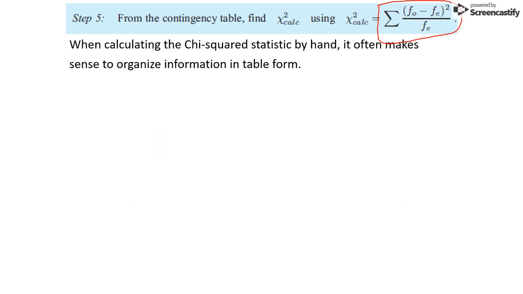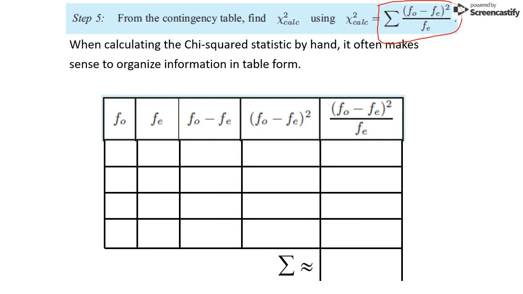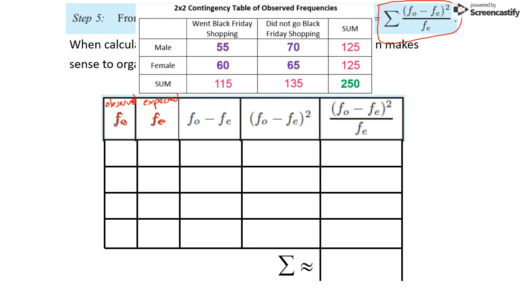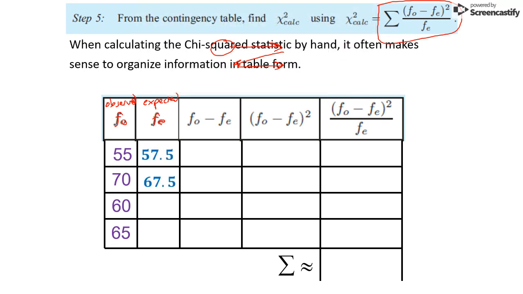So first of all, in this table I'm going to set up, notice I have some notation here, F sub O and F sub E. This is the observed, and these are the expected values. And those values correspond. So in our observed table, I'm just going to copy those down, starting at 55, 70, 60, 65. And then from my expected table, I'm going to copy the same values down in the same order as I went in my observed table. So my expected values that correspond to each of those observed are 57.5, 67.5, and so on.